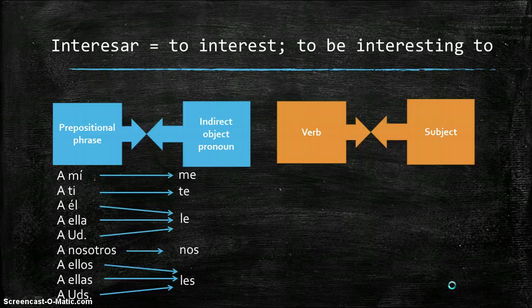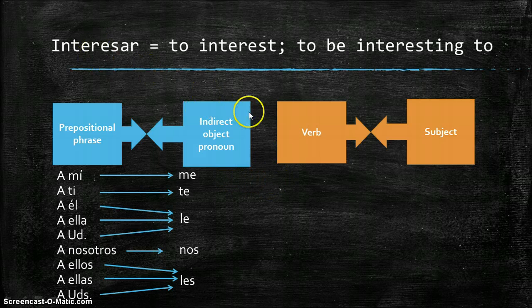The first one is the verb interesar, which means to interest or to be interesting to. And I like to think of it as being to be interesting to, because that prompts me to remember to use this type of expression at the beginning. So if I want to say that zombie movies are interesting to me, because I'm saying to me, I know I need to use the word me. So a mí me interesan las películas de zombies.